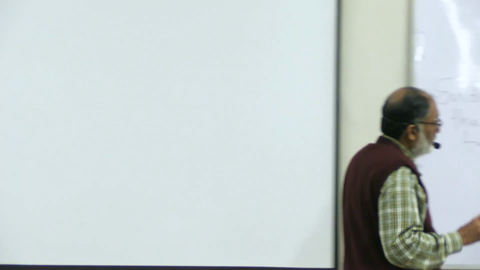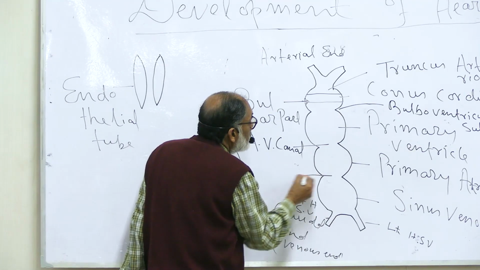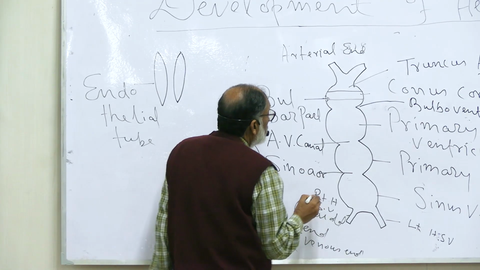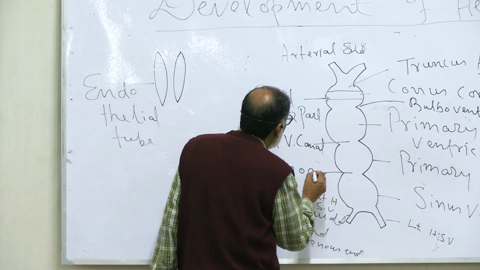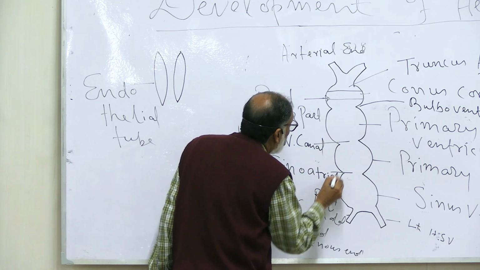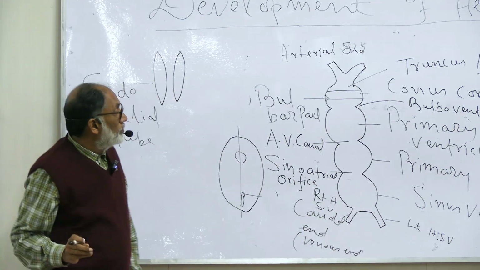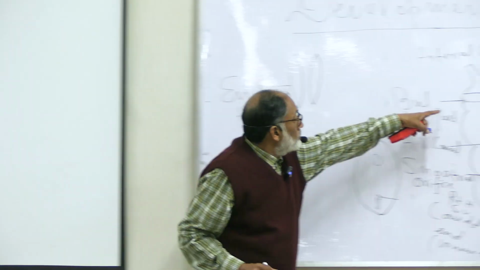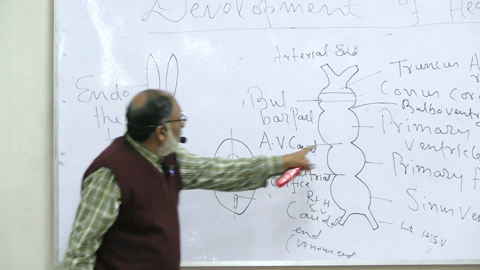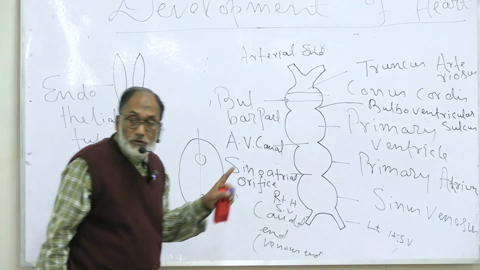And this communication between the sinus venosus and atrium is known as the sinoatrial orifice. This sulcus is externally known as the bulboventricular sulcus. This canal is known as the AV canal, and this orifice is known as the sinoatrial orifice.